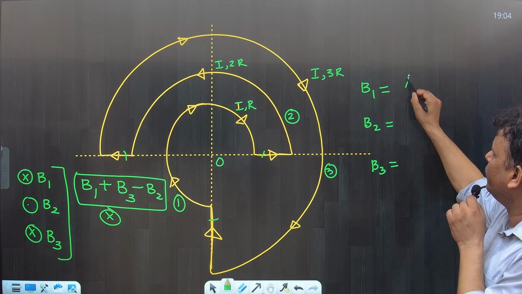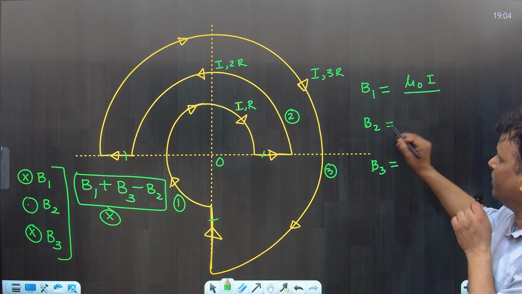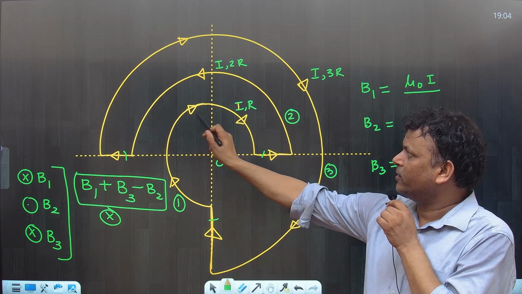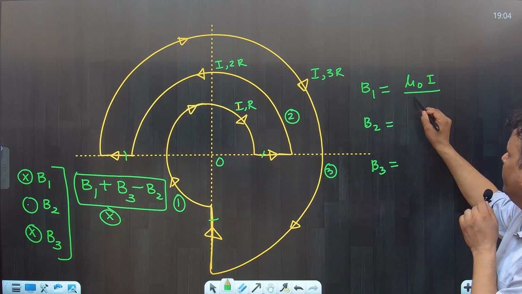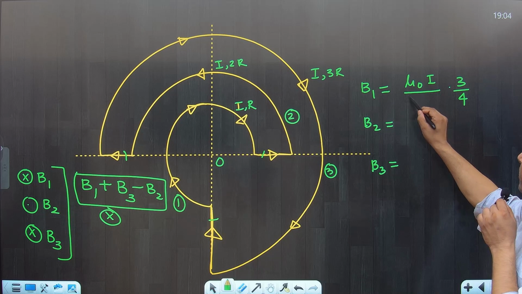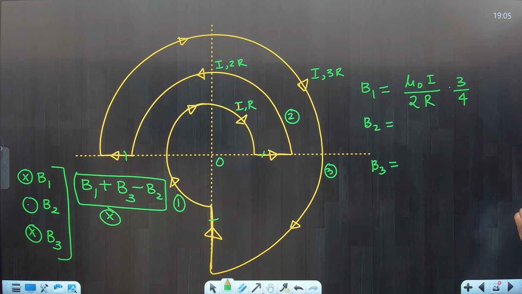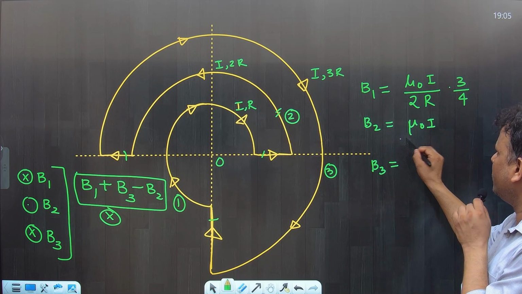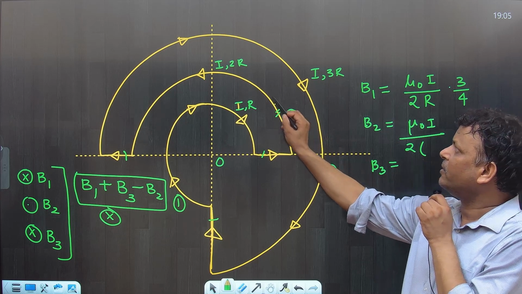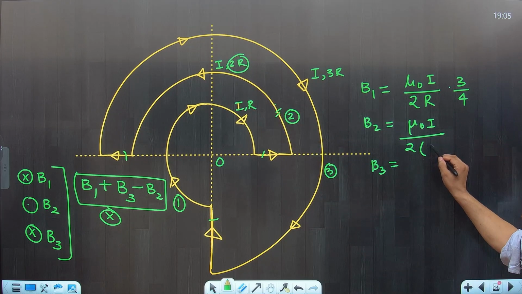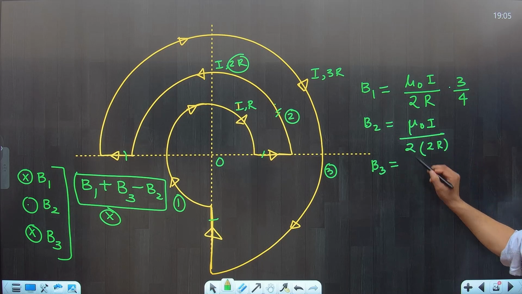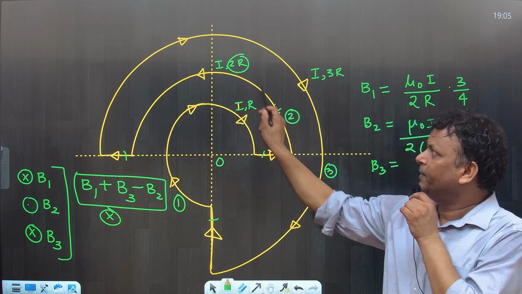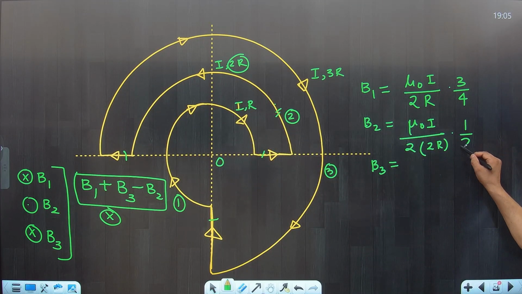B1, you will use the formula mu naught I by 2r. This is 3/4 of the circle, right? You will write mu naught I by 2r into 3/4. For B2 you will write mu naught I by 2r, the formula of a complete circle. In place of r you will write 2r. This is a half circle, so you will multiply it by half.